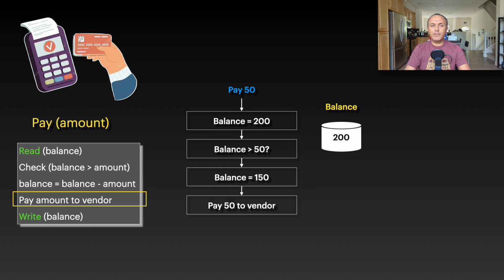It's going to pay 50 to the vendor, and then finally it's going to write the new balance. The new balance now is 150, so we're going to write that back to the database, overwriting the old one. So now the account has $150.